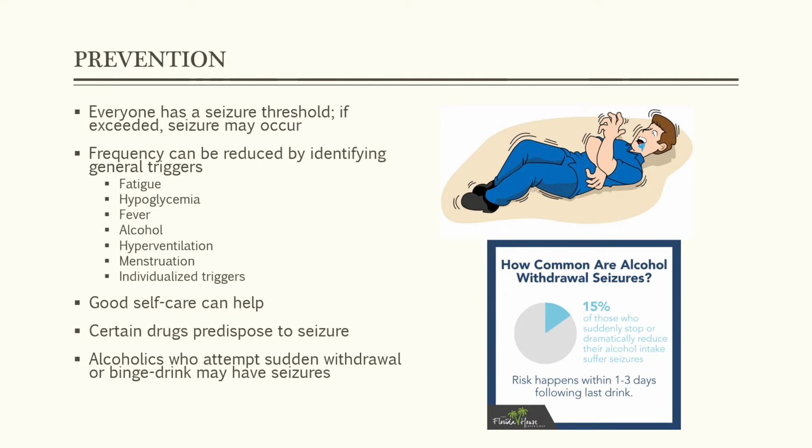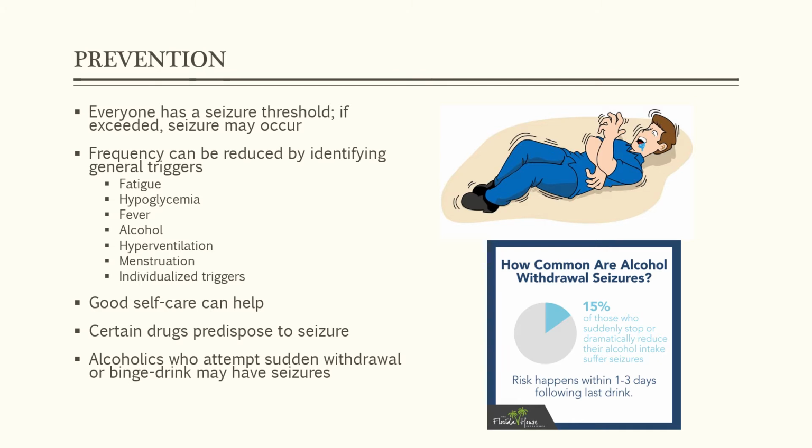Everyone has a seizure threshold. When this threshold is exceeded, a seizure may occur. Some individuals have abnormally low seizure thresholds, increasing their risk for seizure activity. Others may experience seizures as the result of a pathologic process such as epilepsy. Prevention of seizures is difficult, but there are some steps individuals can take to reduce their risk for seizures or reduce the frequency of seizure activity.